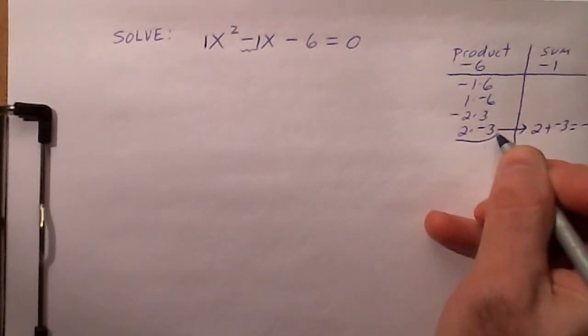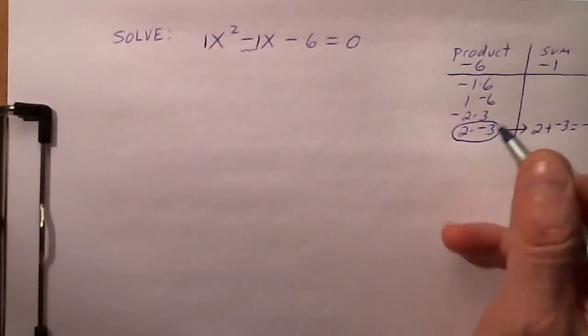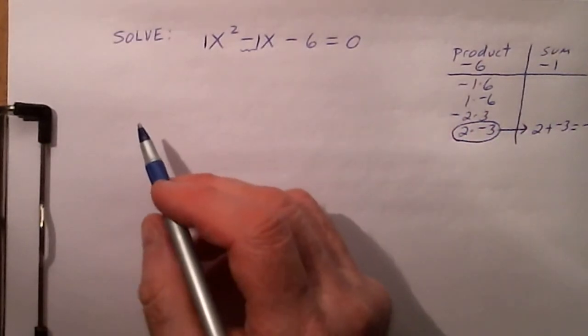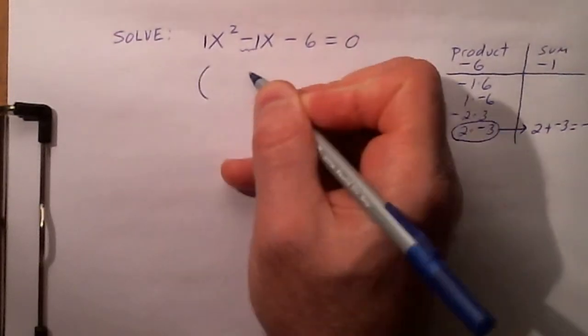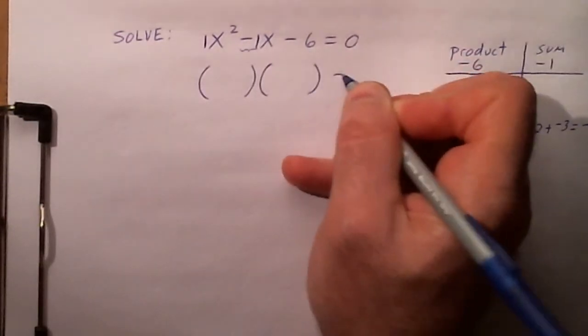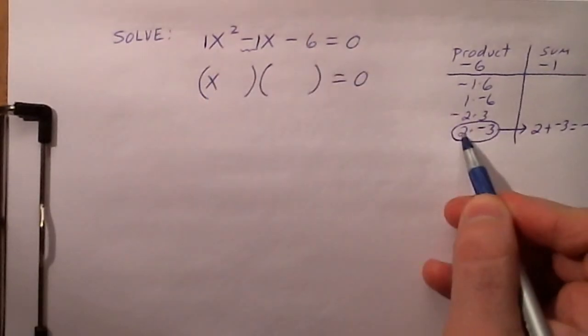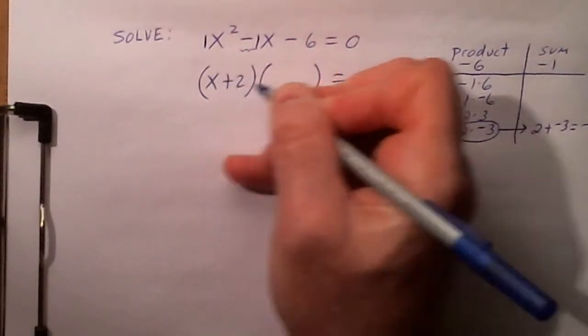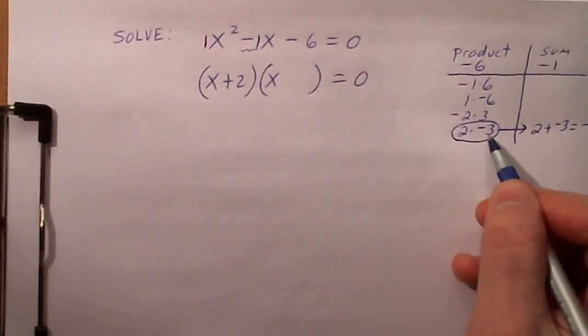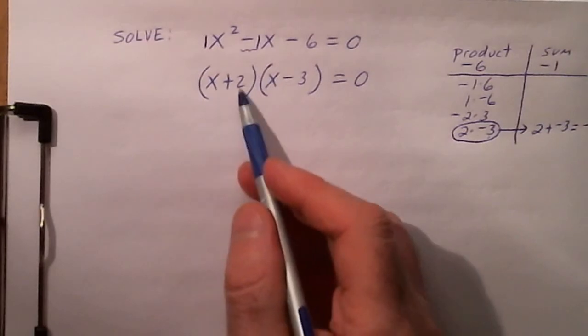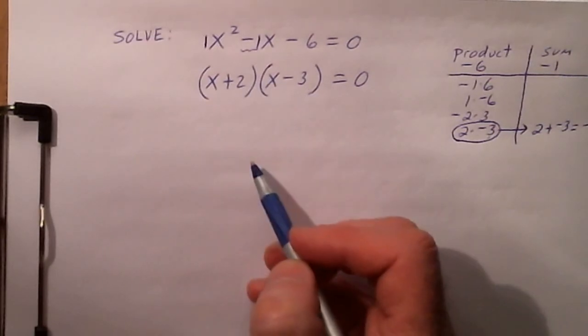So 2 and -3 are the only factors that are going to enable us to completely factor this trinomial on the left side of our equation. To factor it now, we rewrite it as the product of two binomials. Hence, this trinomial factors into x plus 2 times x minus 3. Or you could have these switched around. You could have x minus 3 times x plus 2.